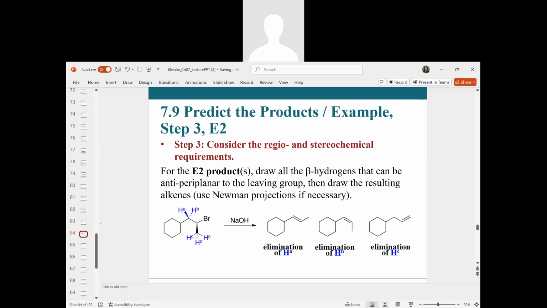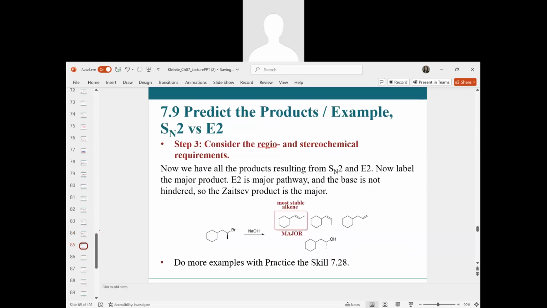Then with our E2 elimination reaction, we have to consider both the regio and stereochemical requirements. Here, if we eliminate our hydrogen A, we would see our trans product form. If we eliminated hydrogen B, the cis alkene would form. These would both be our Zaitsev products. But then, if we eliminate any of these equivalent hydrogens here, hydrogen C, we will get this Hofmann product. So again, the regioisomers are all drawn.